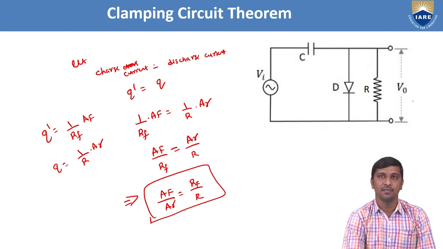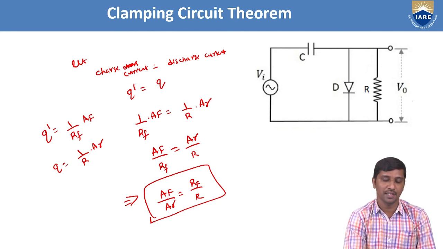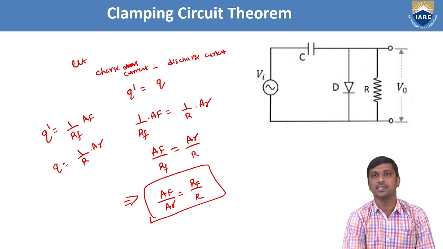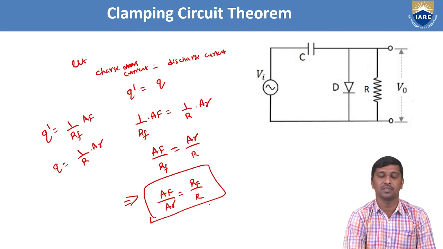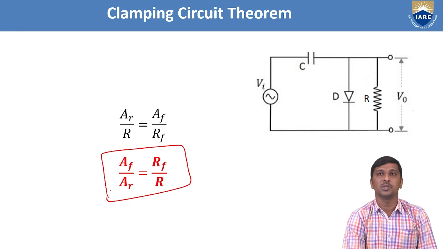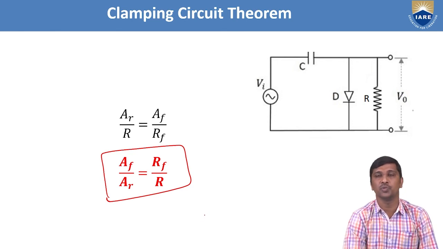So for any steady state condition, the ratio of the area under the forward direction to the area under the reverse direction is equal to the ratio of the forward resistance to the resistance, RF by R. This is the statement of the clamping circuit theorem. Up to this point, I stated the clamping circuit theorem, and by considering the negative clamping circuit, I proved the statement of the theorem.